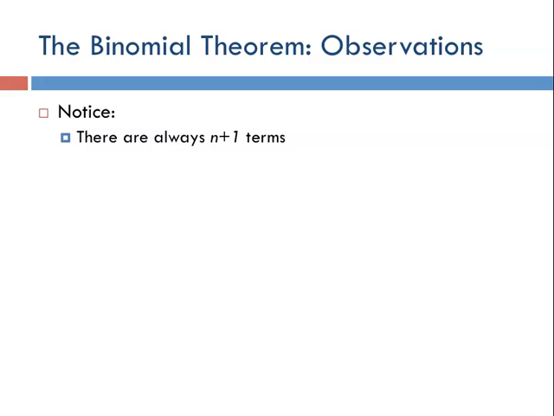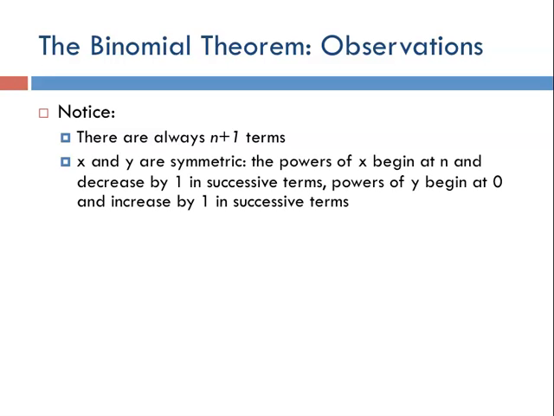So we said there are always n plus 1 terms. We said that there's a symmetry with respect to the x powers and the y powers. So the powers of x begin at n and decrease by 1 each time, where the powers of y begin at 0 and increase by 1.